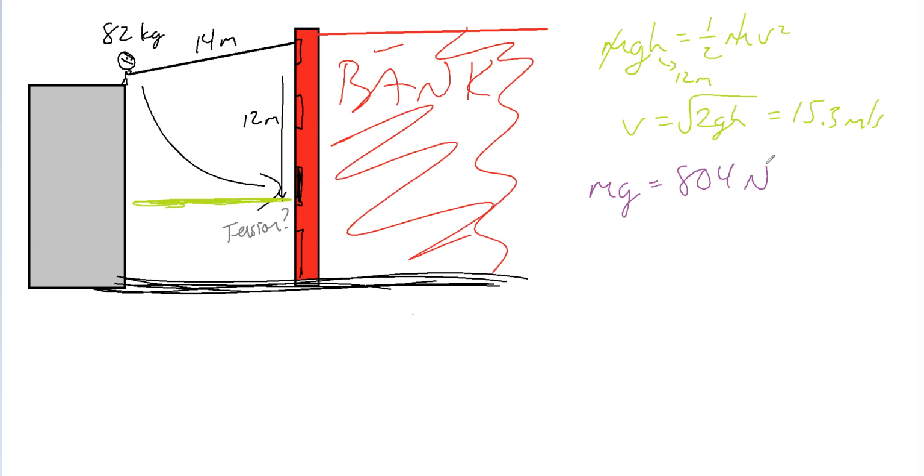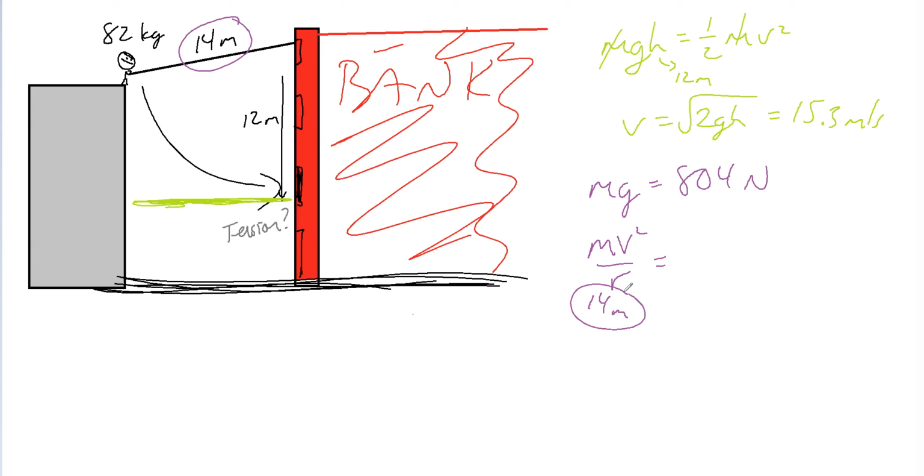And since he's swinging in a circular path, this is where your mv squared over r would kick in. So I take that mass, that 82 kilograms, and multiply by the speed that I just found, don't forget to square it, and then divide that by the radius of the path. Now the radius of the path is not the 12 meters, that's how far he went. The radius is actually from the rope, and the rope is 14 meters long. So this is going to be a 14 meter radius. Make sure you're dividing by the right value.